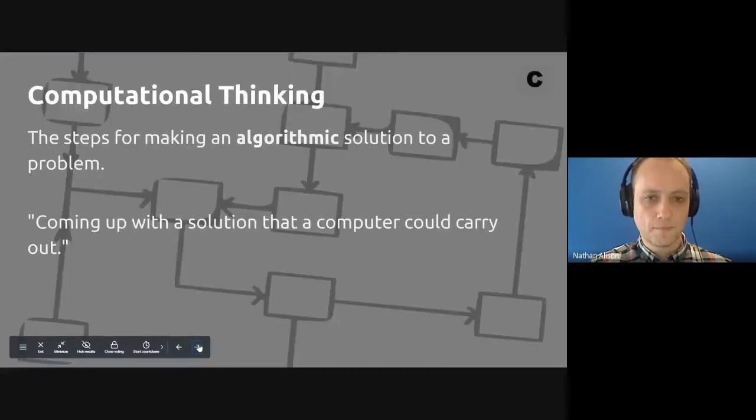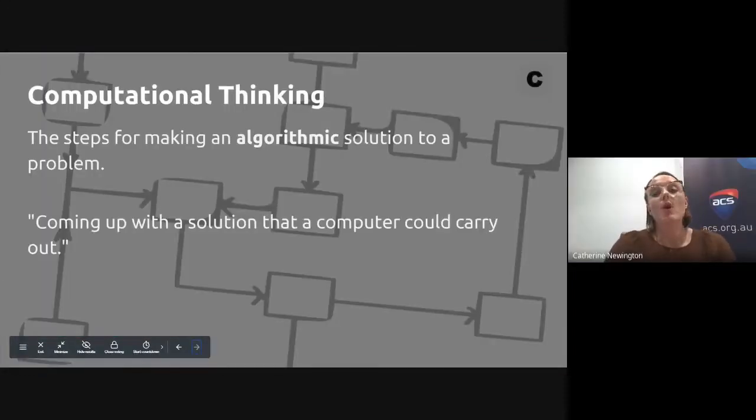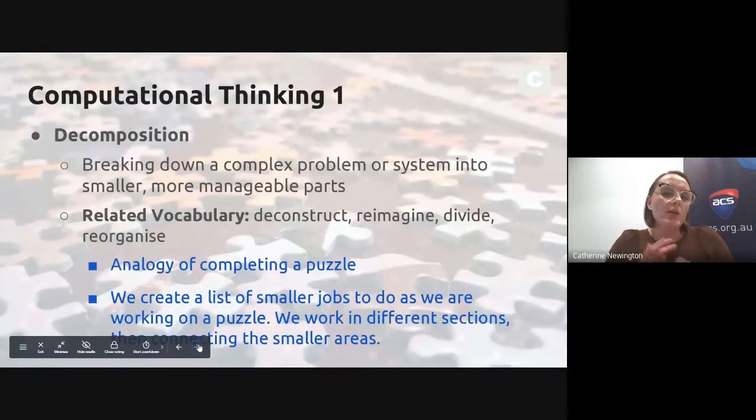Okay, so computational thinking is one of the 3 ways of thinking, of course. And when we're talking about computational thinking, we're looking at the steps from making algorithmic solutions to a problem. So we're really coming up with a solution that a computer can carry out. So within computational thinking, we actually have 4 other styles of thinking.